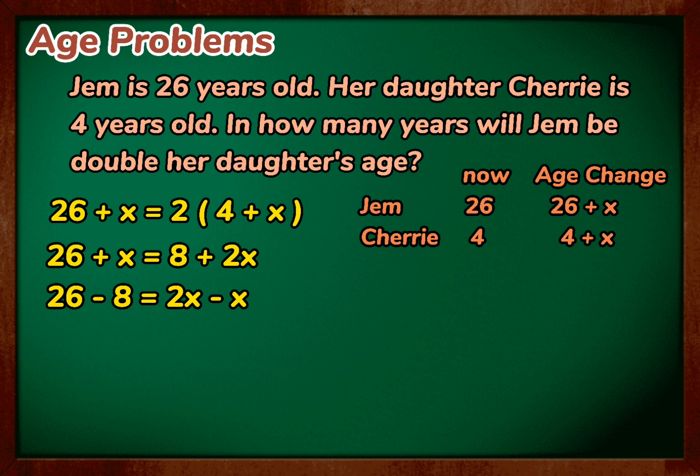Solve the equation. That's 26 plus x equals 8 plus 2x. 26 minus 8 equals 2x minus x. So 18 equals x. So this means that in 18 years, Jem will be twice the age of her daughter.